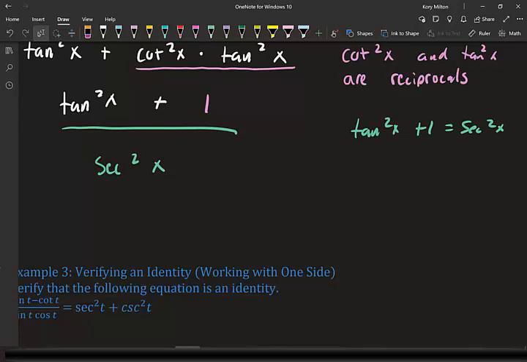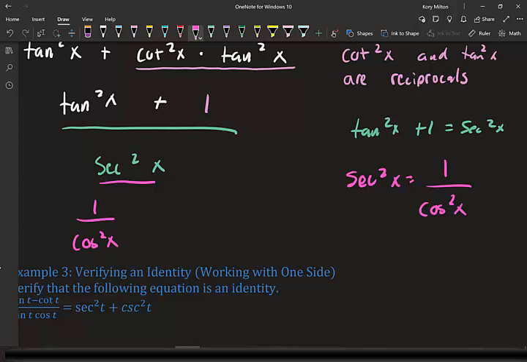So we needed 1 over. We need a fraction. We don't have a fraction yet, so let's make a fraction. To make a fraction, we know secant squared x is the same thing as 1 over cosine squared x. So let's switch this to 1 over cosine squared x. Now I need 1 over, so we have the 1 over part, great, but we need 1 minus sine squared x. So we have cosine squared x.